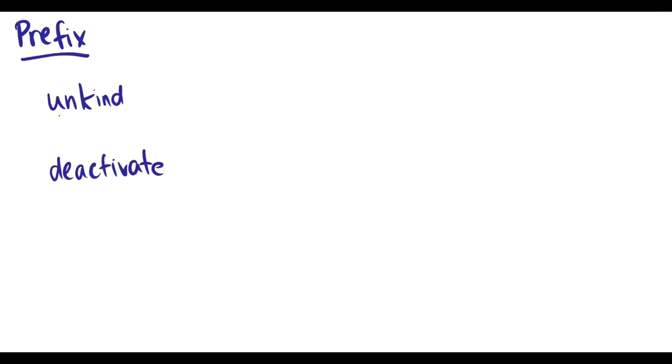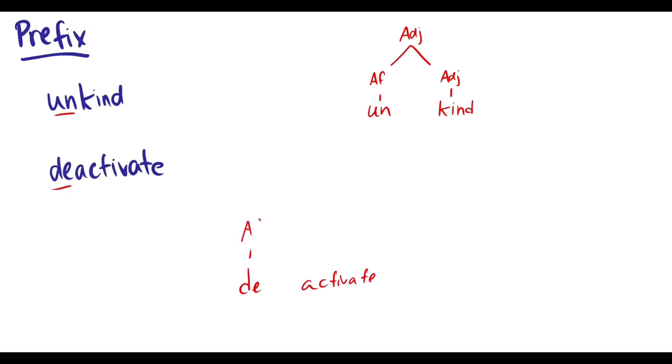Now, prefixes are attached to the beginning of words. Here we have unkind and deactivate. What we do when we draw trees is we put the prefix out front and separate it from the morpheme. So we separate all of our morphemes here. Again, un and kind are two different morphemes. Un is an affix, so we write AF. Kind is an adjective, and we link them up. So un and kind makes unkind, and that is also an adjective. Okay, what about deactivate? Well, we have de, and we have activate. De is an affix, activate is a verb, and deactivate together is also a verb. So we take our prefix, combine it with our free morpheme, and it becomes a new word.